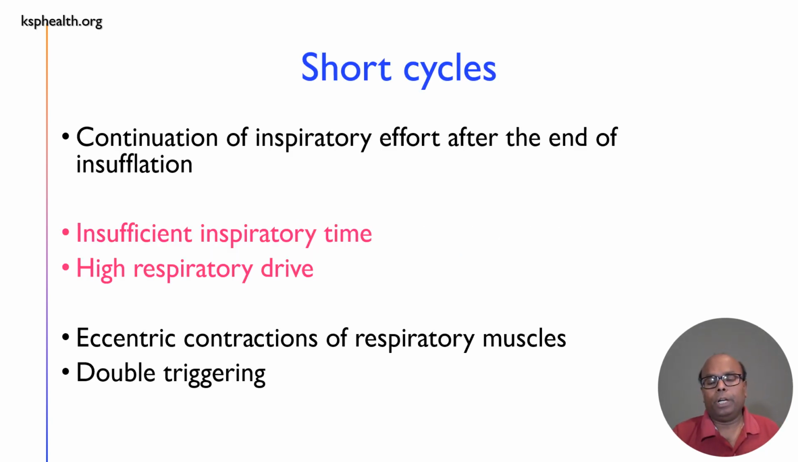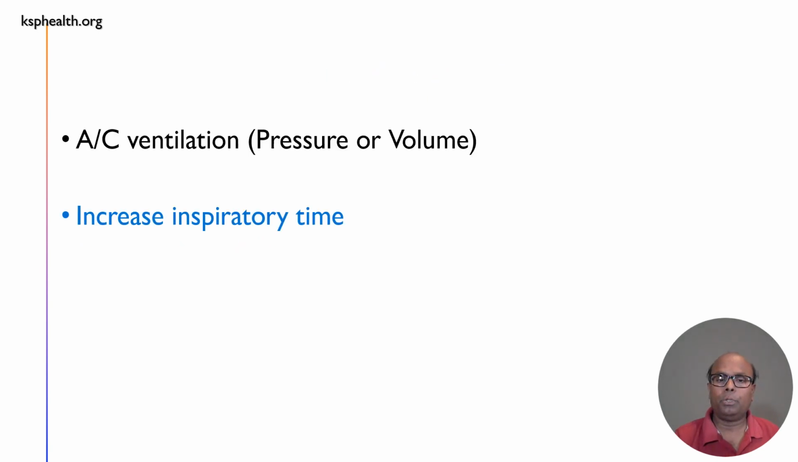Second asynchrony is short cycles. The inspiratory effort continues after the end of insufflation. The reason: insufficient inspiratory time or high respiratory drive. As a result, it can cause excessive action of respiratory muscles and double triggering.